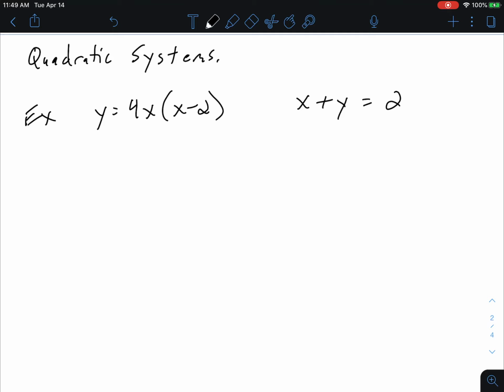So before I do anything, I'm going to subtract the x right there. Now I have them both equal to y, so you can set them equal to each other.